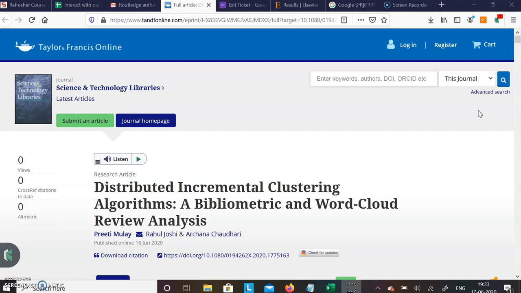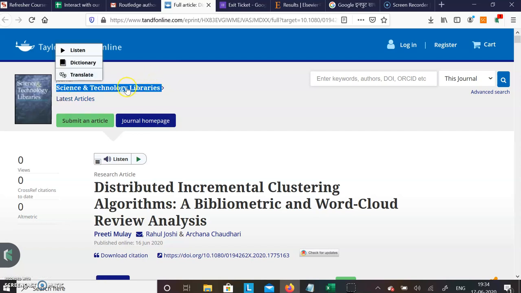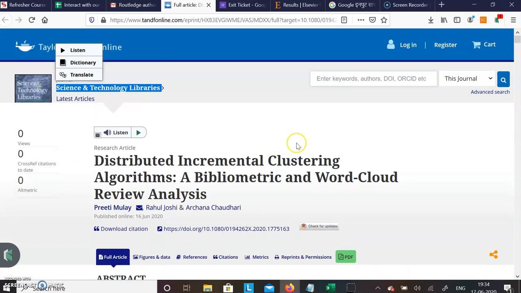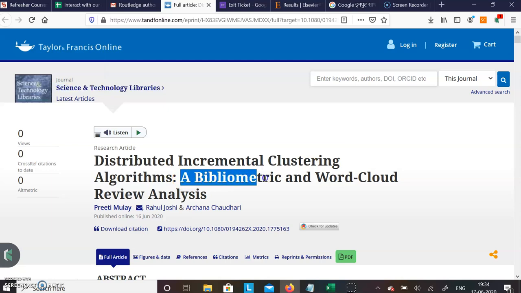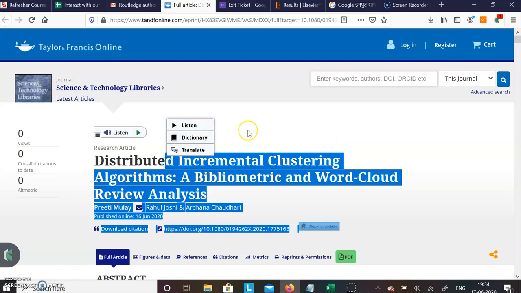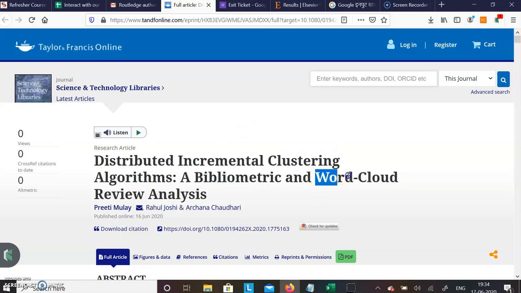This research article is published in Taylor and Francis, one of the prestigious journals called Science and Technology Library, as I'm highlighting here right now. So this particular paper is, as mentioned, a bibliometric analysis paper about the distributed incremental clustering concept, and in addition to that, the word cloud analysis is also given in this paper.